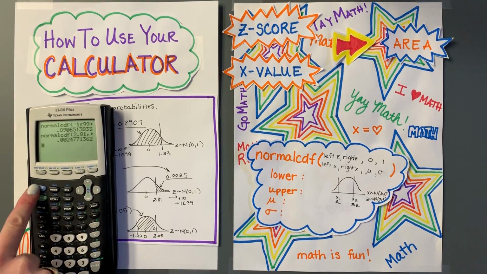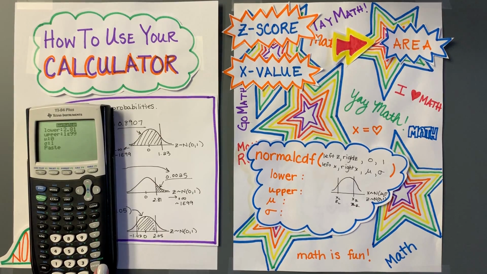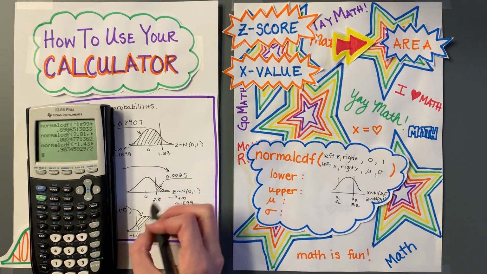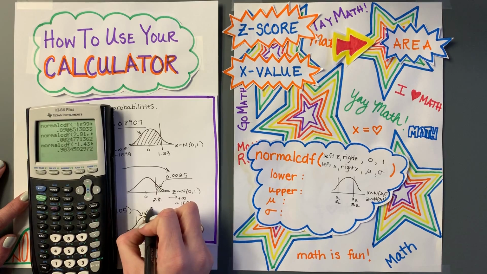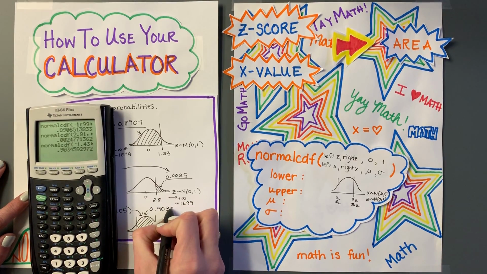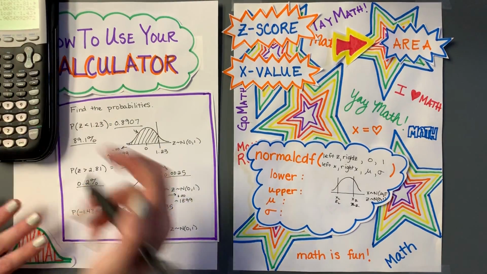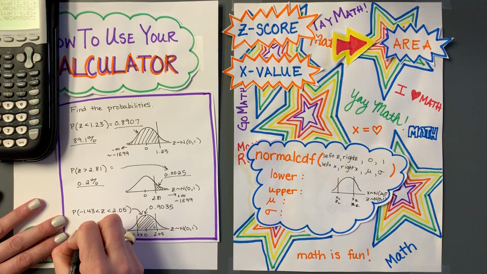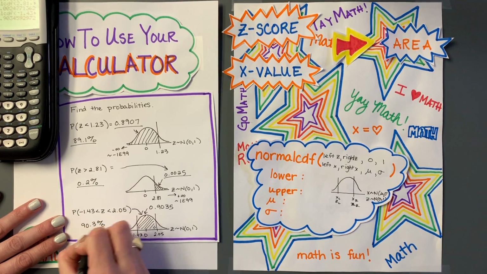Again, on my calculator, very simple. Pull up normal CDF, negative 1.43, 2.05, mean 0, standard deviation 1. Hit enter. And this is 0.9035. So this is 90.3%.